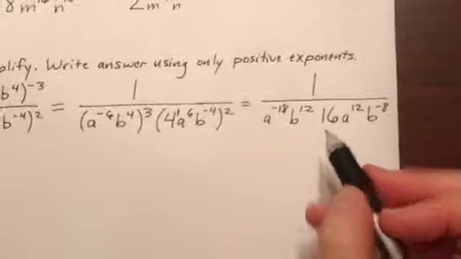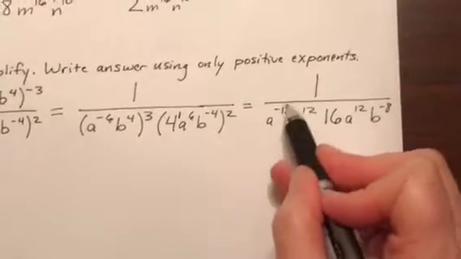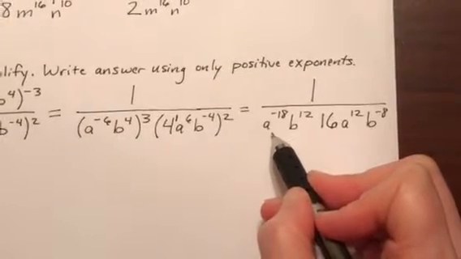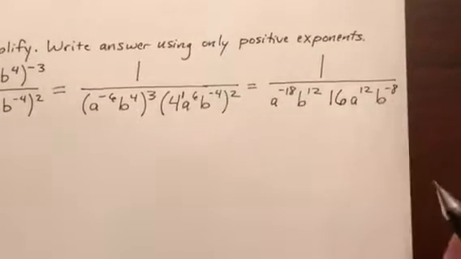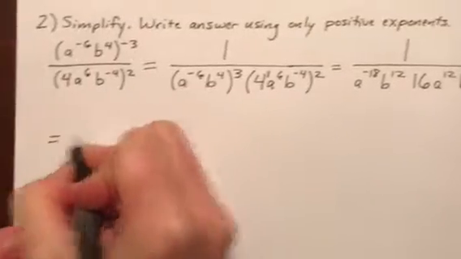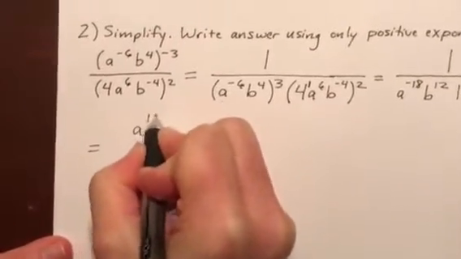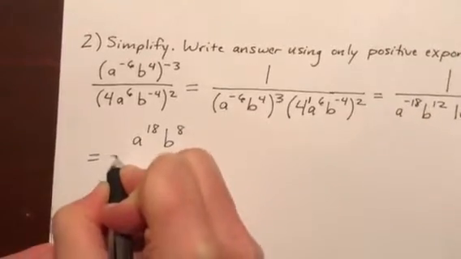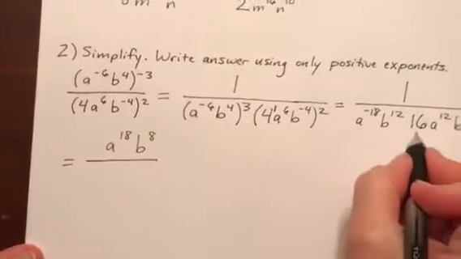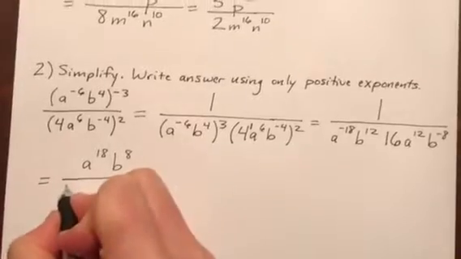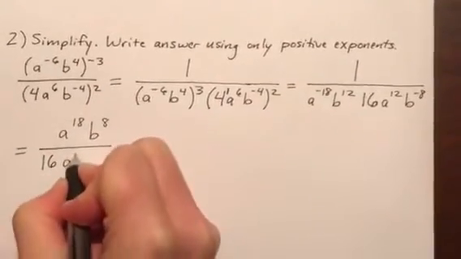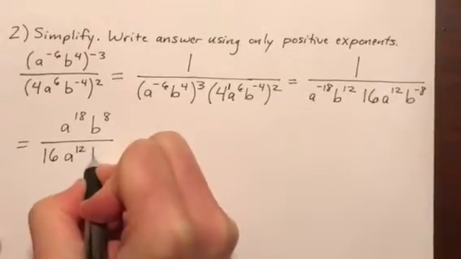Okay, let's simplify by moving all of those bases with a negative exponent to the other end of the fraction. So this one and this one will move up to the numerator, giving me a to the positive 18, b to the positive 8, over, let's move our 16 to the front of that denominator, and then put these in alphabetical order, a to the 12, b to the 12.